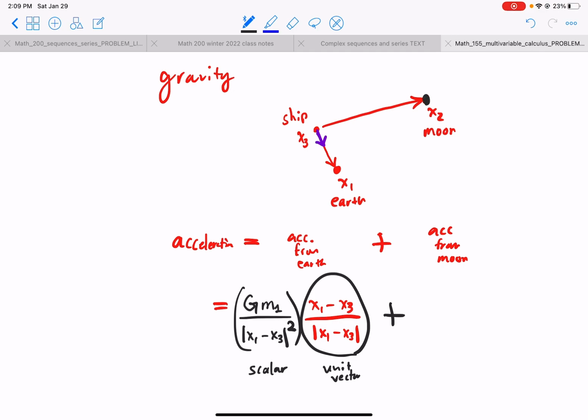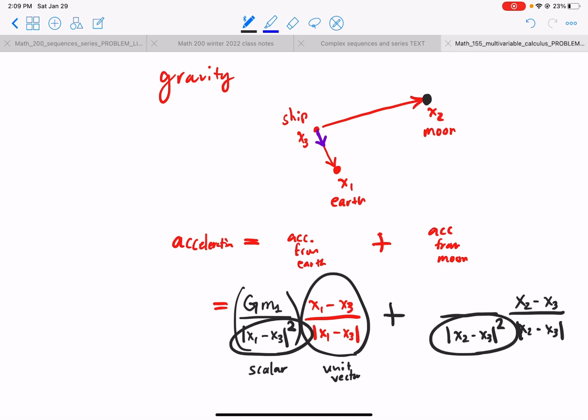So now we have the Earth, and the acceleration from the moon. Well, if I call the moon x2, then it'll be what? Final minus initial, x2 minus x3. And let's make it a unit vector, because then we know that we're supposed to use the distance squared, the norm of x2 minus x3, squared. So notice this is a different distance squared, because we're talking about the moon versus the Earth.